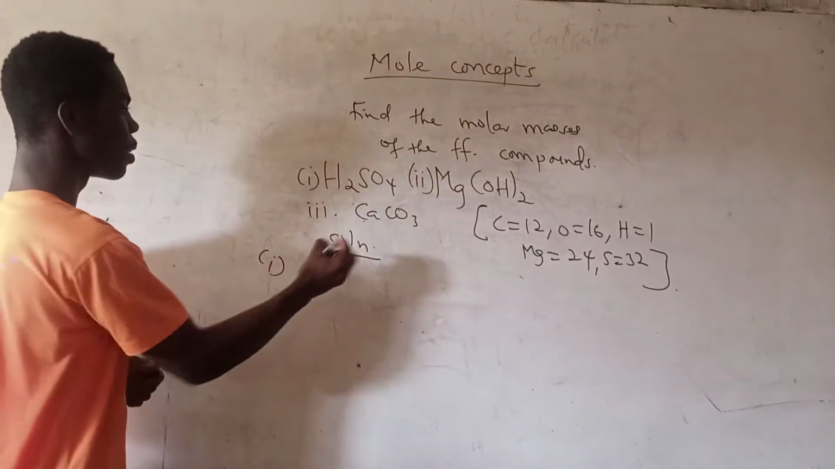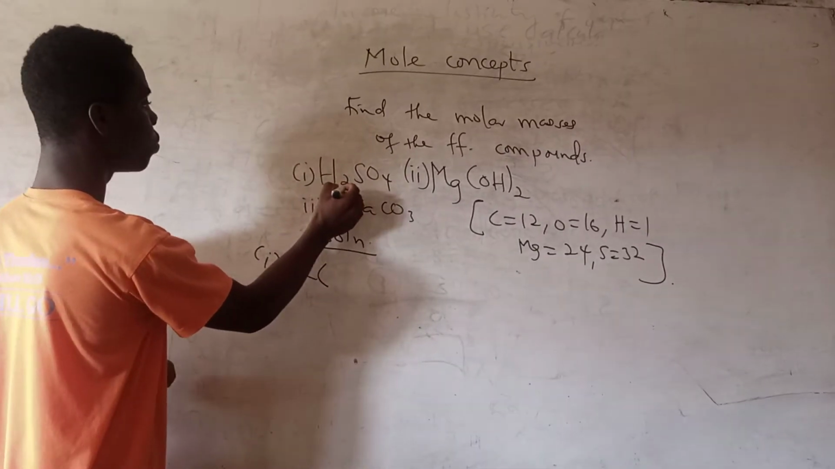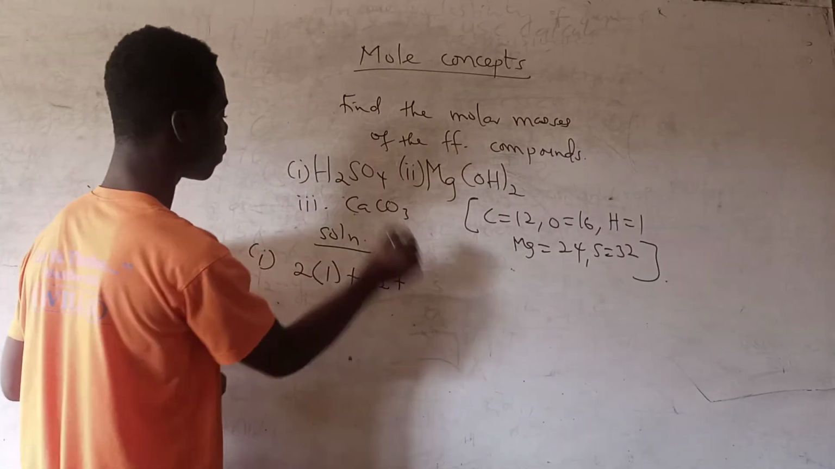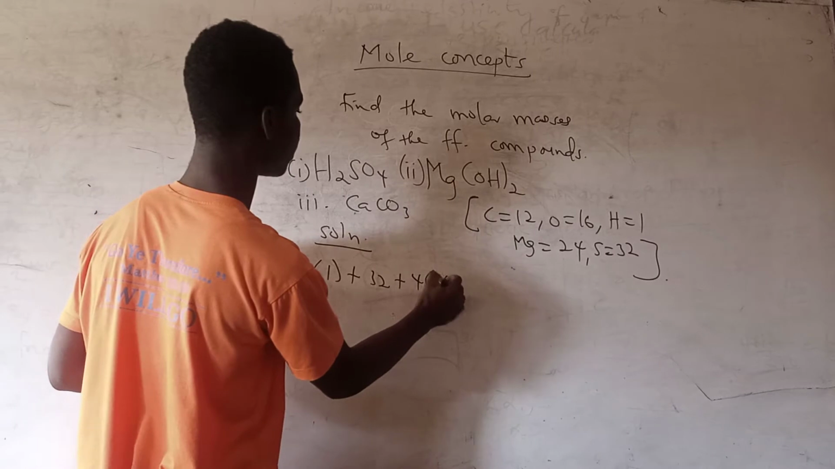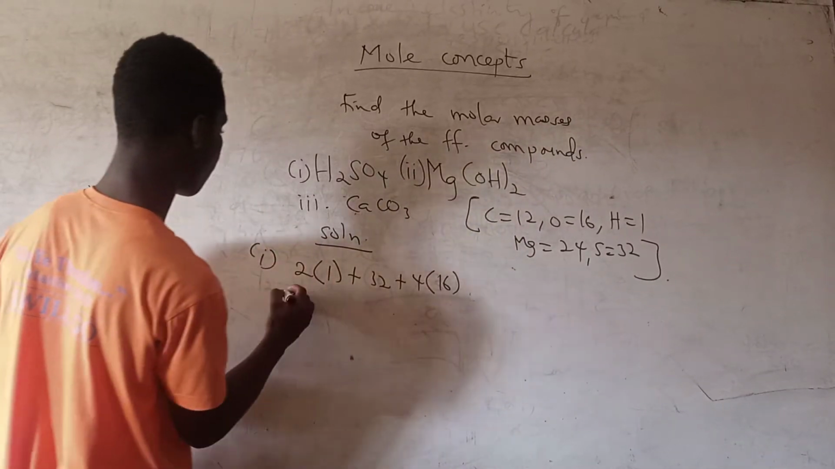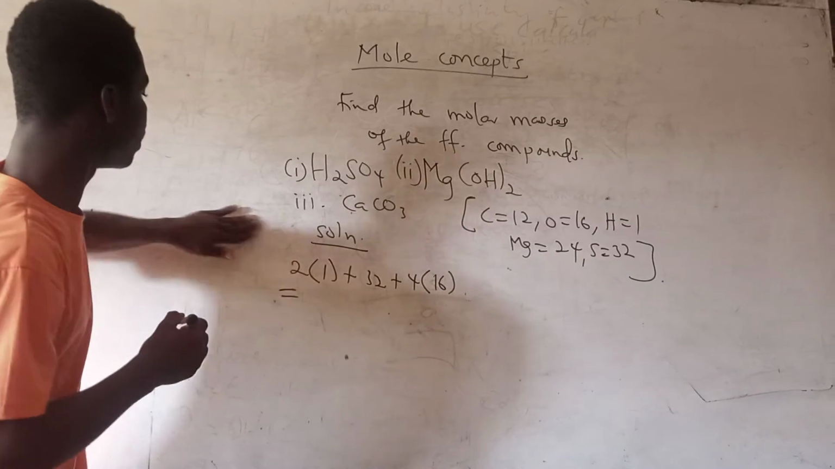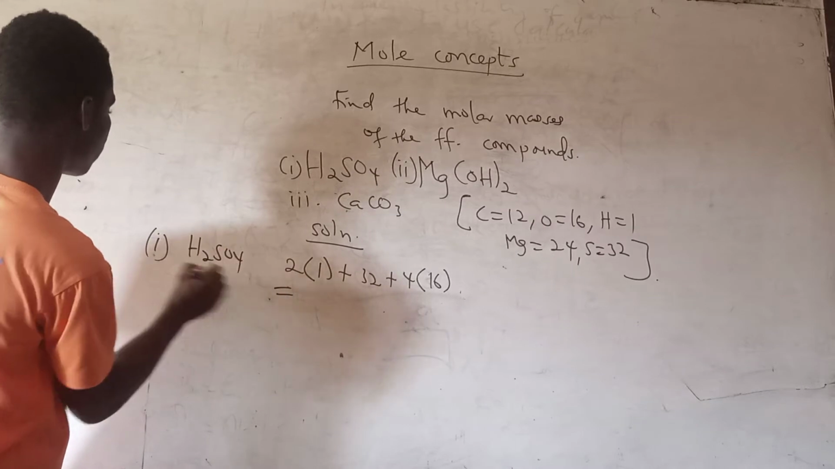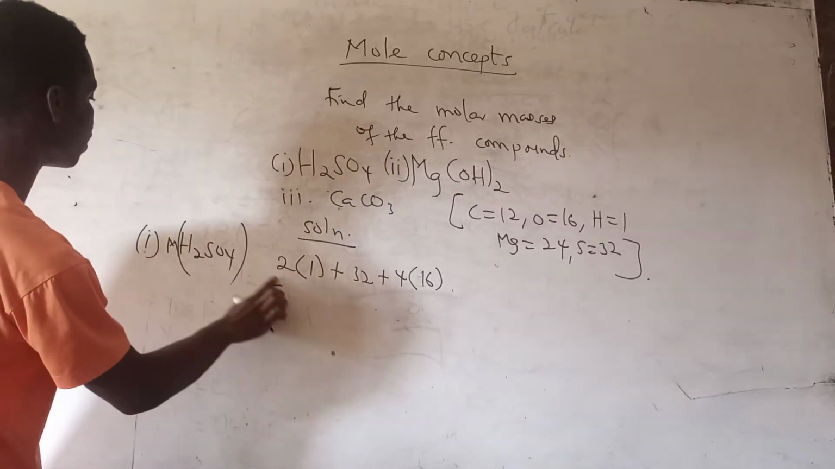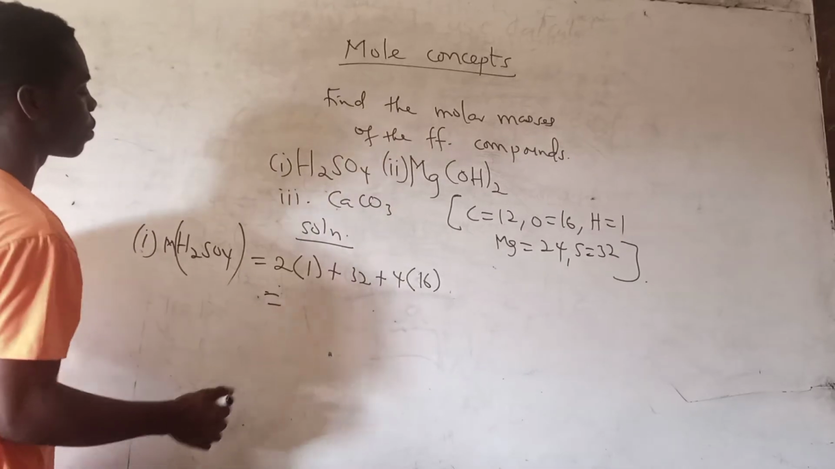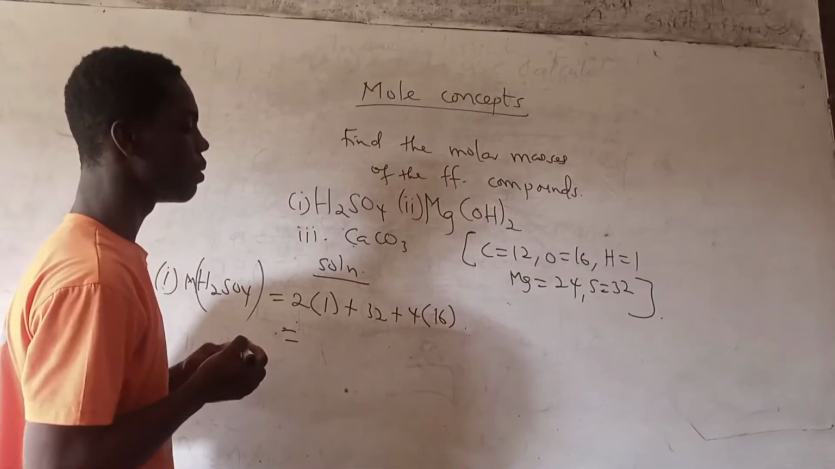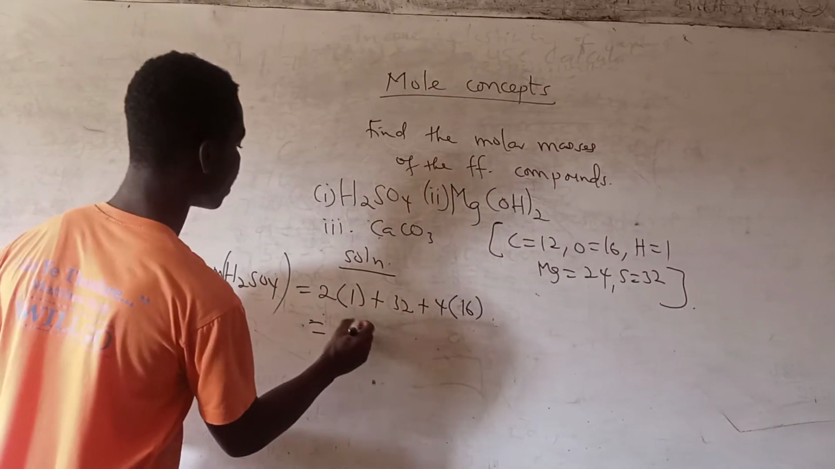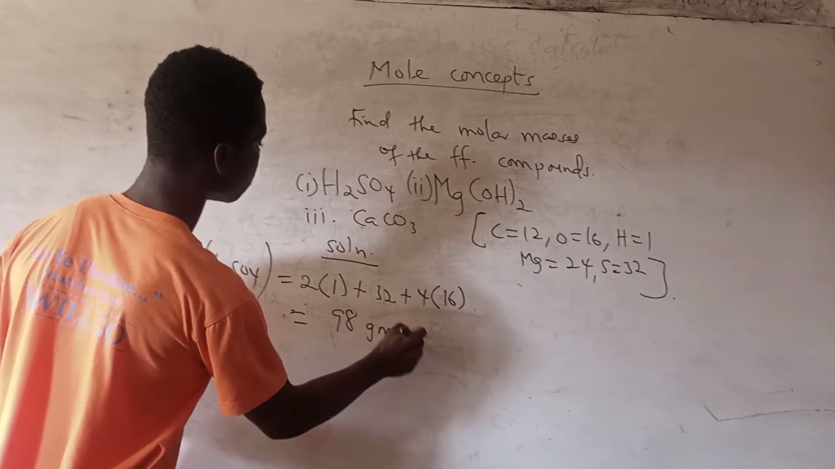So let's solve this one. There are 2 atoms of hydrogen, and hydrogen is 1, plus sulfur is 32, plus 4 atoms of oxygen, and oxygen is 16. Let me arrange them so that you get the concept well. Molar mass is equal to 2 times 1, 2, plus 32, making 34. 4 times 16, making 64. 64 plus 34, making 98. So 98 grams per mole.